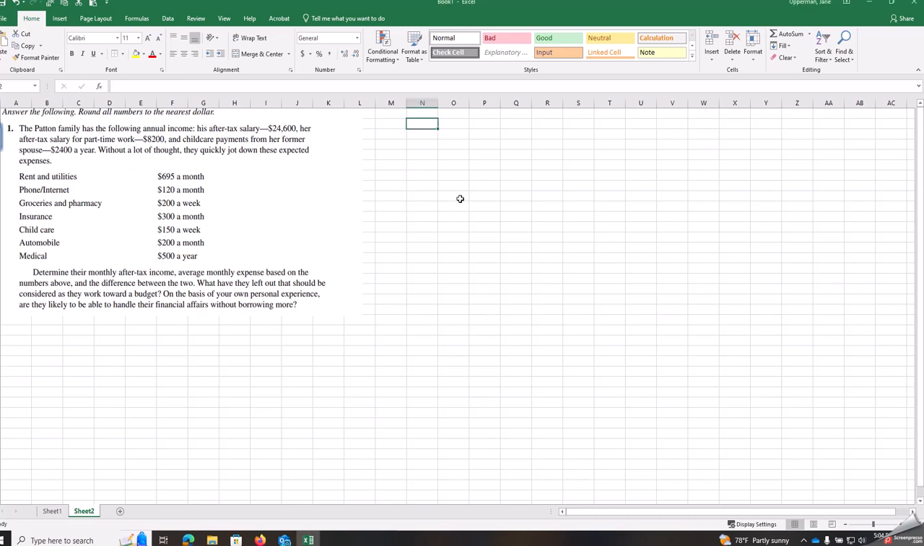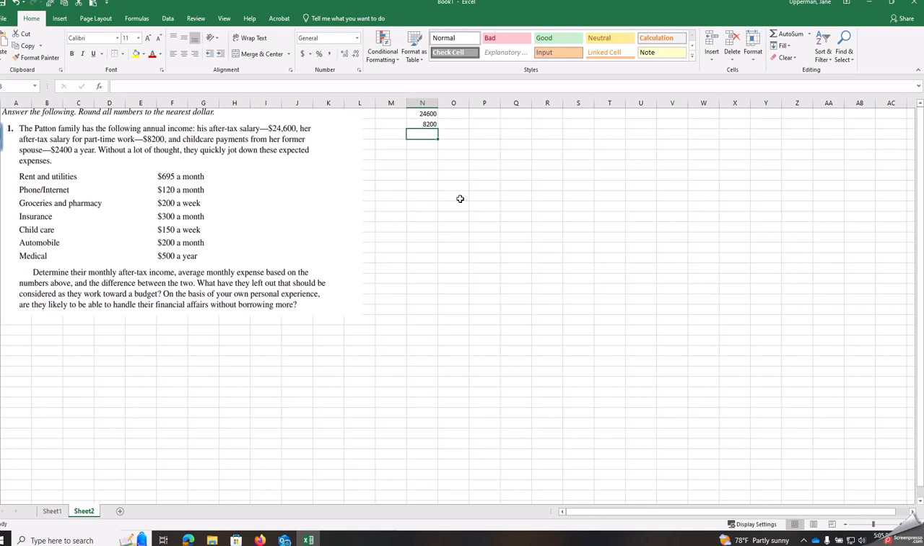Okay, this is an example of personal budgeting. So we have this Patton family who has the following annual income. His after-tax salary is $24,600. Her after-tax part-time work is $8,200, and child care payments from her former spouse are $2,400 a year.